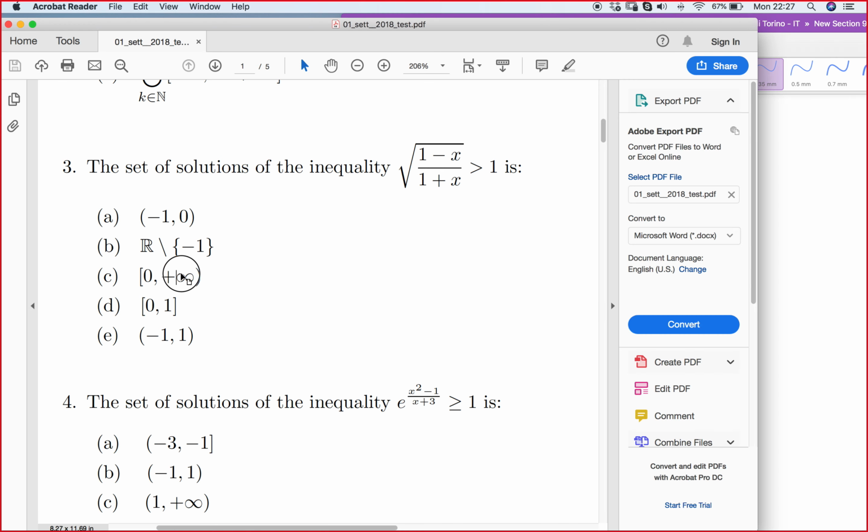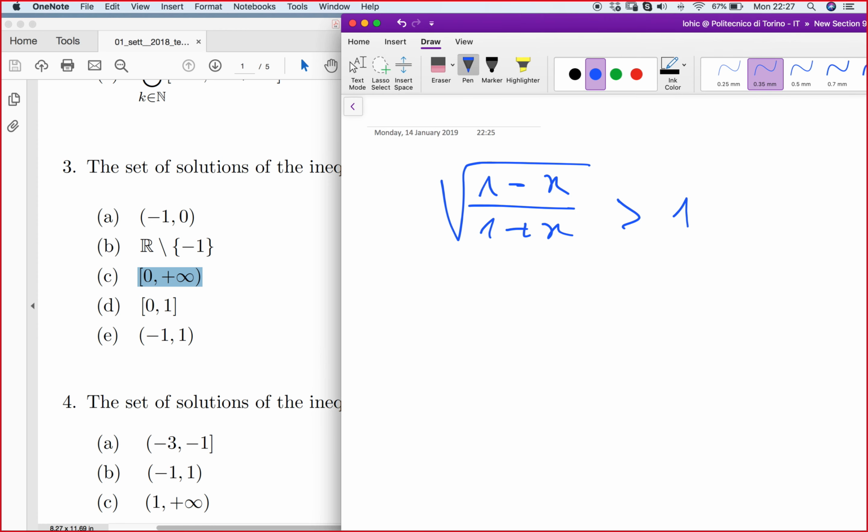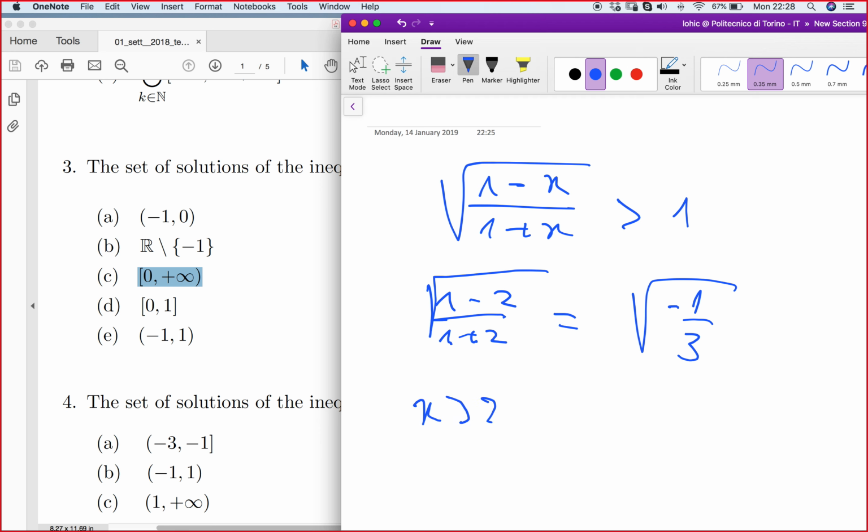For example, let's start with this one. Can this one be a solution? I start with this one for a simple reason. Look, I have the square root of 1 minus x, right? What happens if x is greater than 1? For example, if you take 2, I will have 1 minus 2 over 1 plus 2, so that will be the square root of minus 1 over 3. Is it possible? So all the solutions including some x greater than 1 are wrong, yes or not?